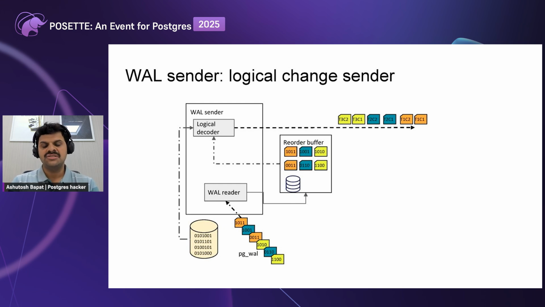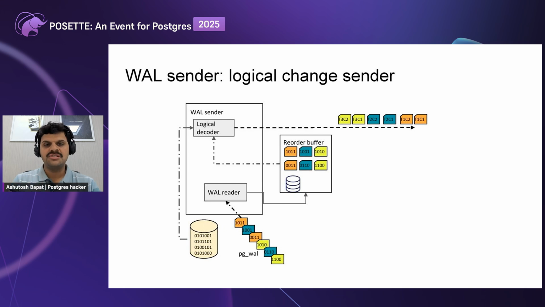The second change that we will notice is that when we are interpreting the physical change, we have to interpret it in the context of the transaction. And so we have to know under what transaction a particular physical change was made, so that that physical change can be converted into a logical change using the view of the database at the time of recording that change.